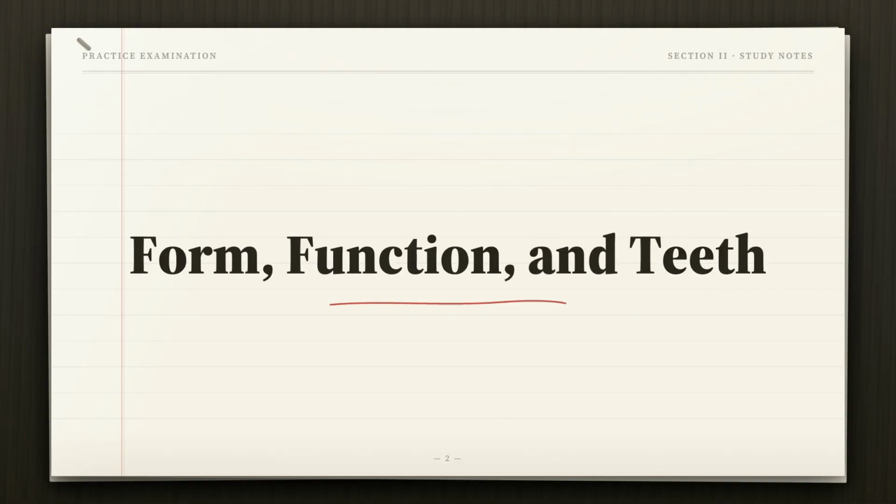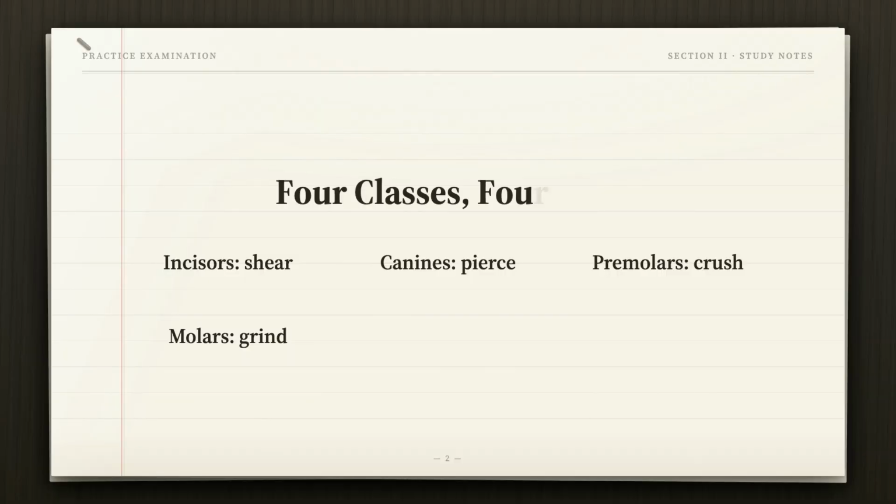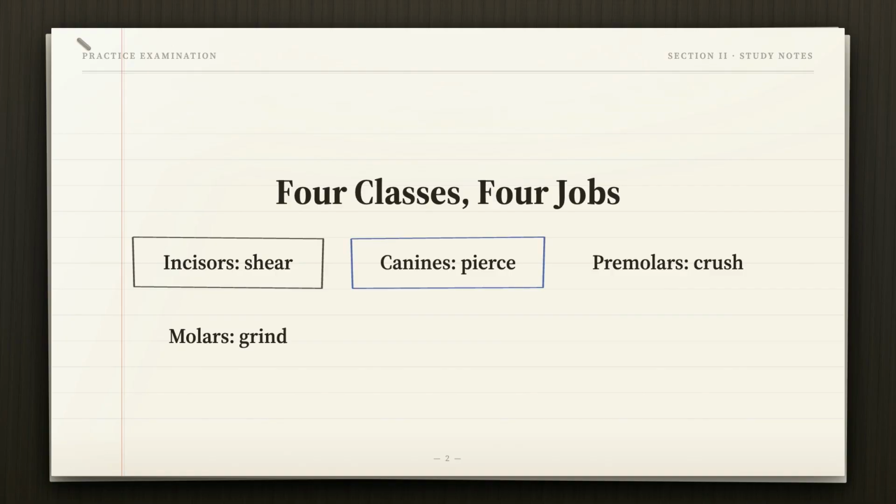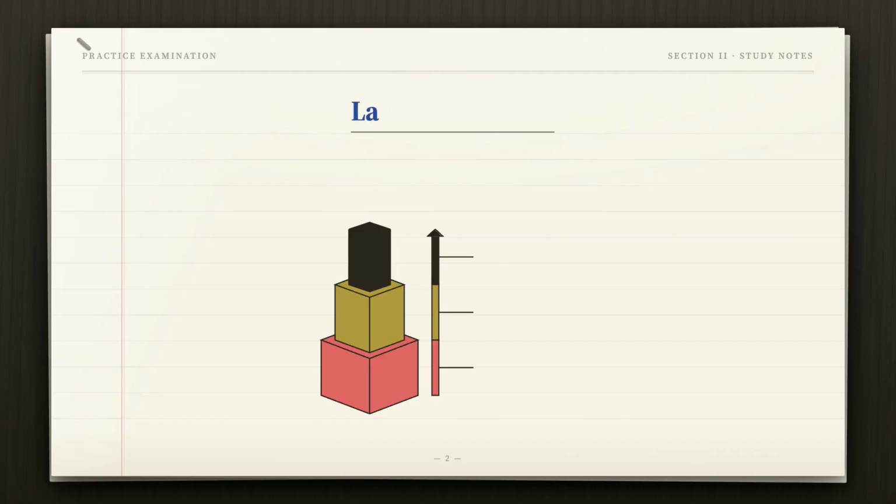Teeth are a case study in form following function, and their internal structure tells a story about why dental disease works the way it does. Incisors are flat and chisel-edged for shearing. Canines are conical for piercing and tearing. Premolars have rounded cusps for crushing, and molars have the widest crowns for grinding. Front to back, this mirrors exactly what a mouthful of food goes through.